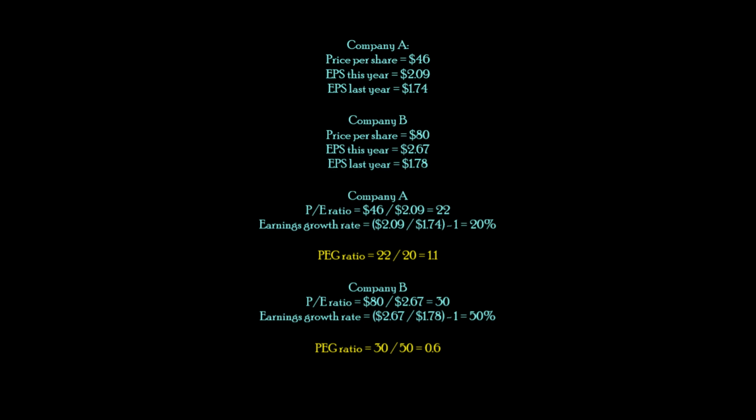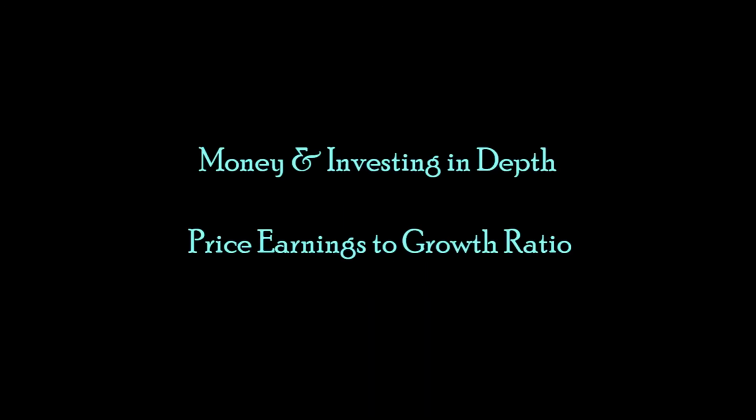Many investors may look at Company A and find it more attractive since it has a lower PE ratio between the two companies. But compared to Company B, it doesn't have a high enough growth rate to justify its PE. Company B is trading at a discount to its growth rate, and investors purchasing it are paying less per unit of earnings growth.